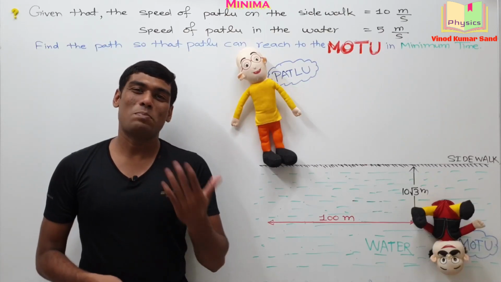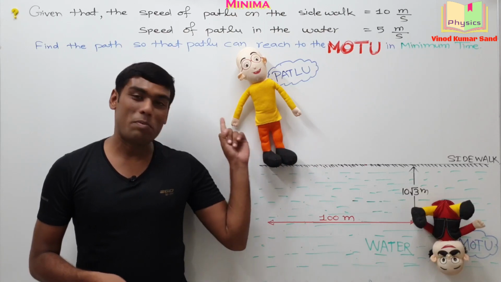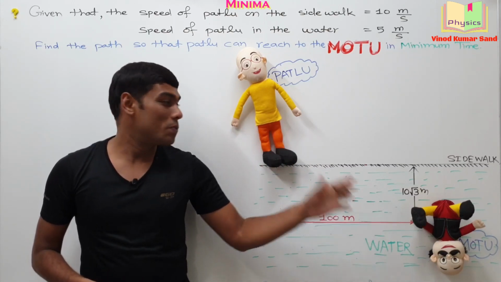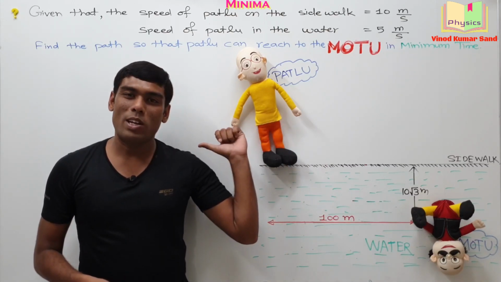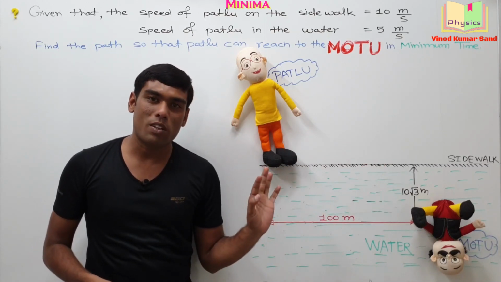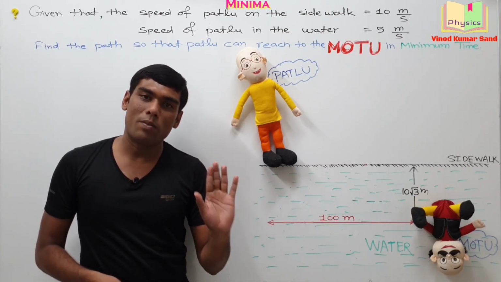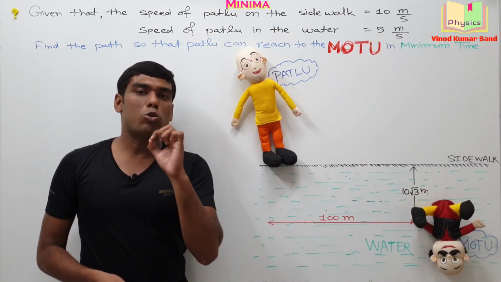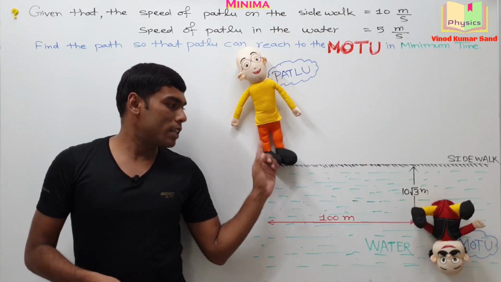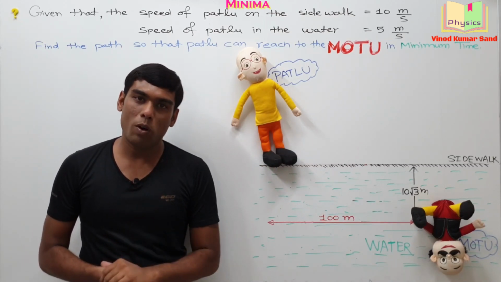Here is the last and the most interesting question of differentiation. You people are already familiar with Patlu and Motu. Patlu is standing here on the sidewalk and Motu is under the water at a depth of 10 root 3 meter. The horizontal distance between Motu and Patlu is 100 meter. Patlu should choose which path so he can reach Motu in the minimum time? That we have to obtain.